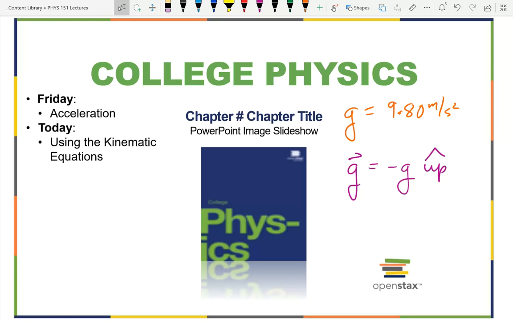It means magnitude of one for whatever is underneath it and whatever direction that is. So if we call it a unit vector, unit meaning magnitude of one, that's just defining the direction. So it's minus G up.